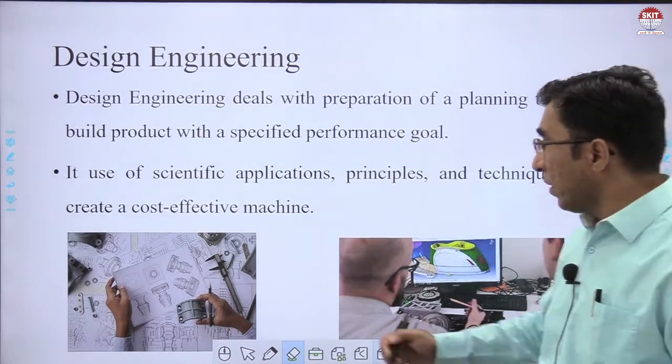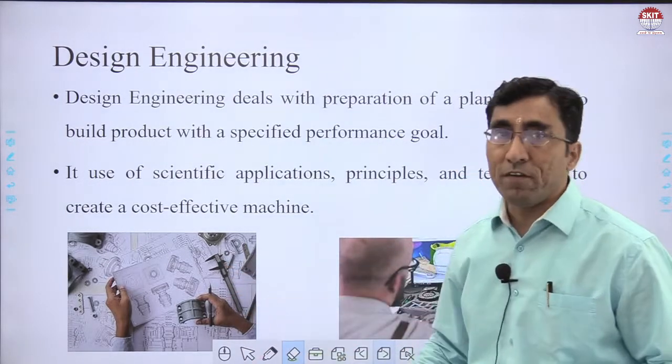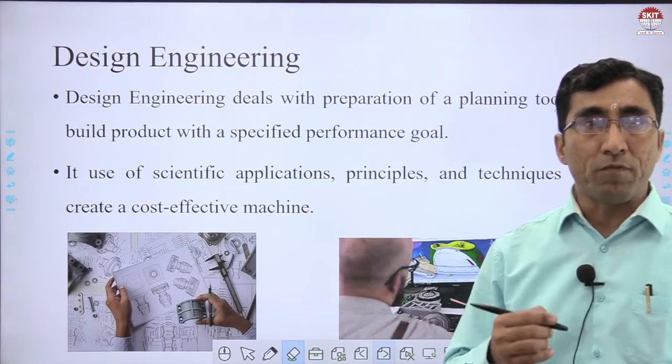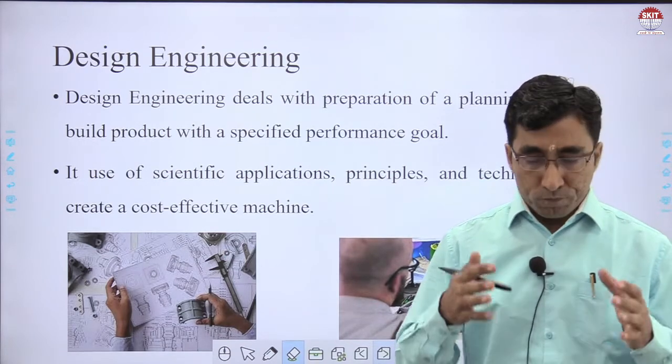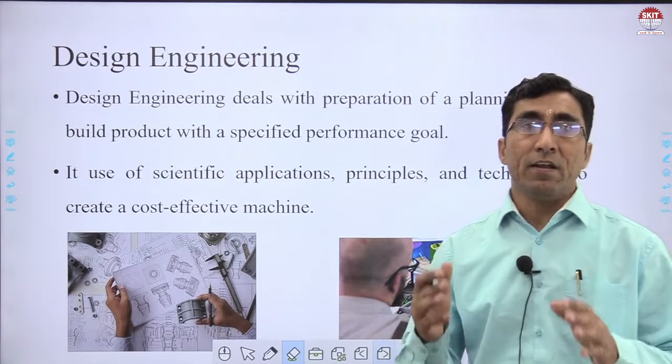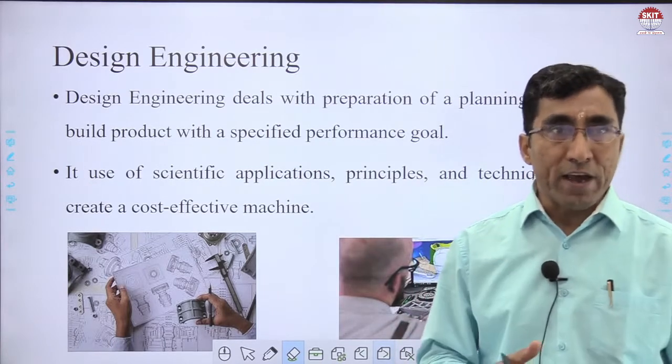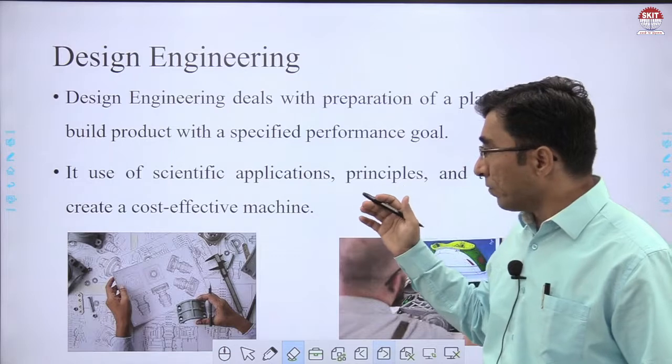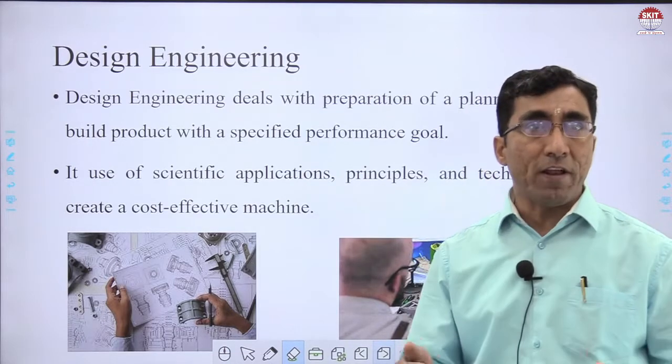Previously, we generally created the design by hand. We had to create the drawings, create the dimensions, and then check them for endurance, for failure and all that.